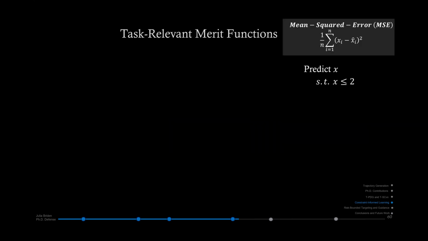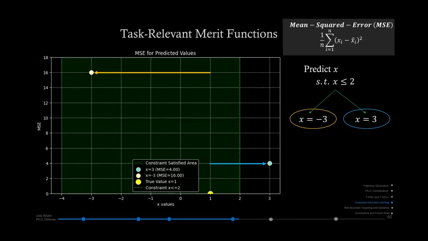So first we can consider a quite simple optimization problem. We have predict x subject to x less than or equal to 2. And if we guess, okay, maybe x equals -3, maybe x equals 3, what is our mean squared error for this? And if we're using this as a way to evaluate our loss for training, is this reasonable for a constrained optimization problem? So we see that x equals 3 has quite a bit lower mean squared error compared to x equals -3 if we're trying to get a true value of 1.